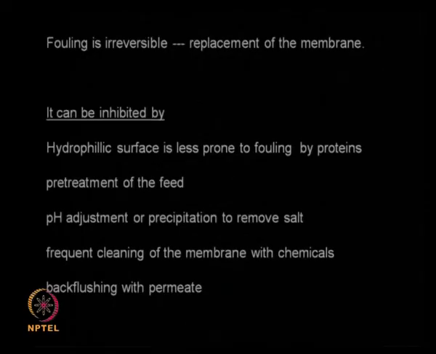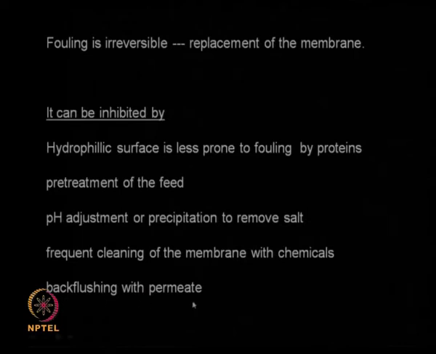So you can inhibit fouling, you can slow down fouling by doing many things. We can make the surface very hydrophilic, so bacterial proteins and other things do not deposit. We can do some pre-treatment of the feed, so that there are no salts precipitating out. We can do pH adjustment, or we can even precipitate all the salts before they come to the membrane. So you can have a precipitation chamber and then move it to the membrane chamber. Then you can do a lot of frequent cleaning of the membrane with chemicals, that is also possible. So we can clean the membrane surface from time to time.